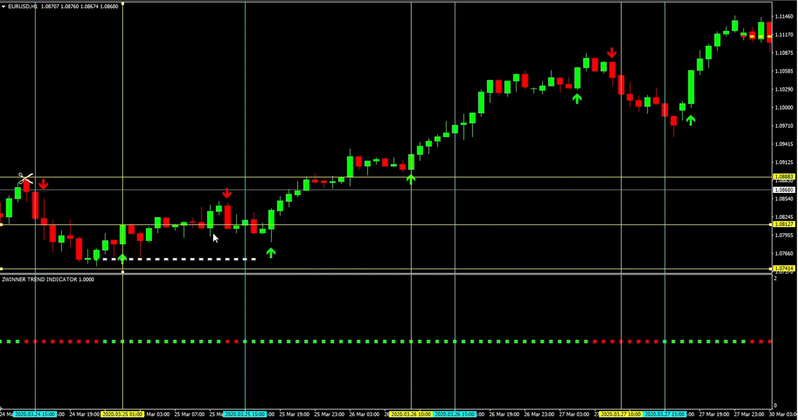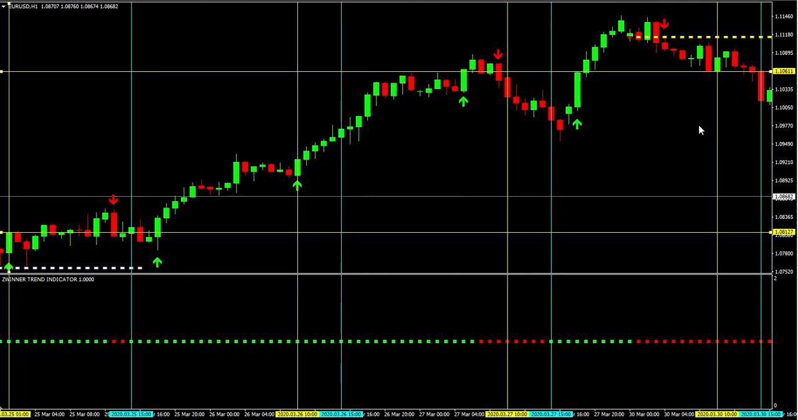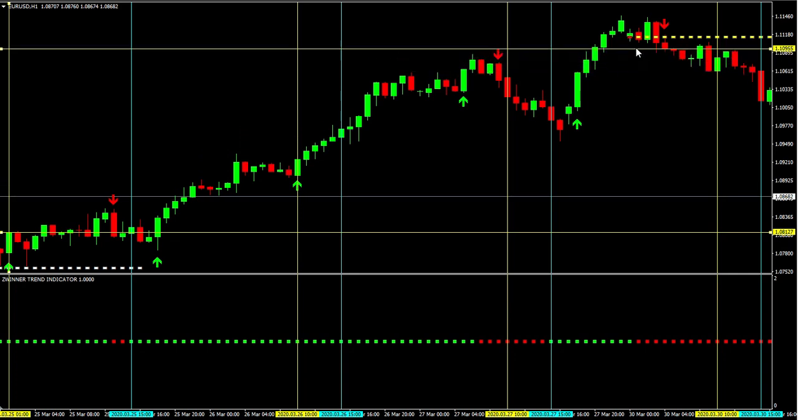Yes, the market is still going up and up and up, and you get the first red dot of the resistance here on this candle.